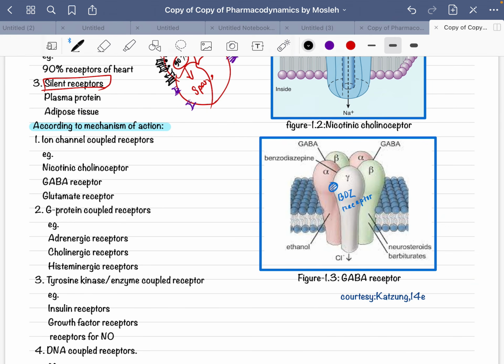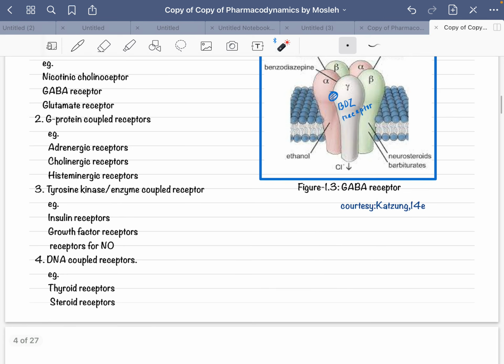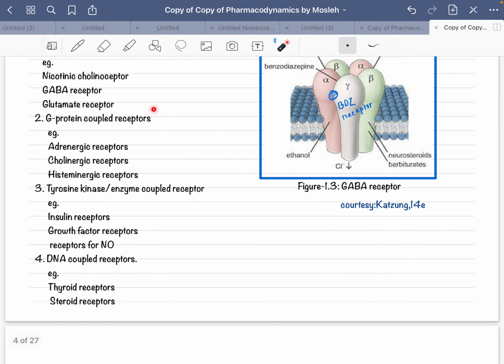Now in our next tutorial we will describe the most important thing, the classification of receptors according to mechanism of action. There are mainly several types of receptors according to mechanism. Number one is the ion channel coupled receptor. That means these receptors are coupled or attached with an ion channel. Some receptors are attached with G protein. These are also called serpentine receptors.